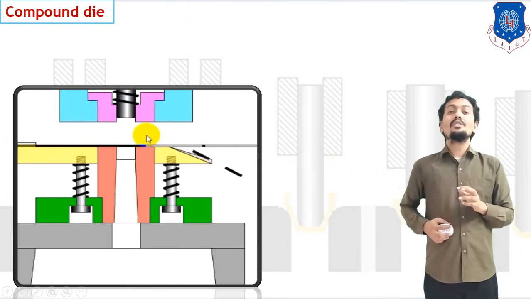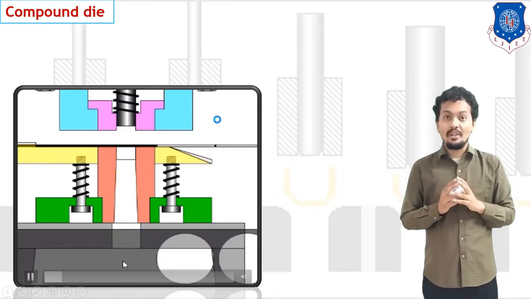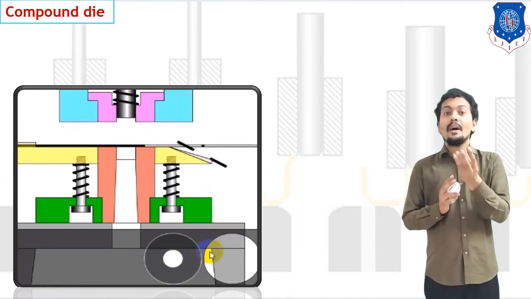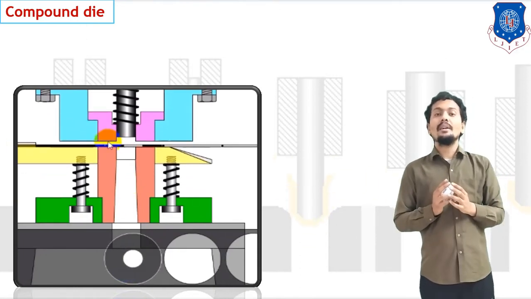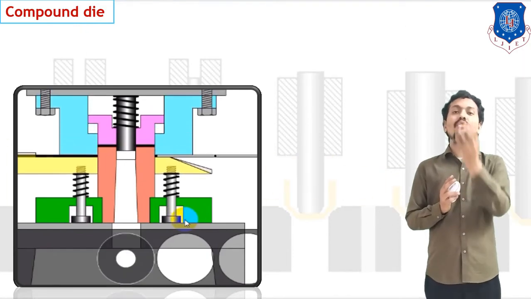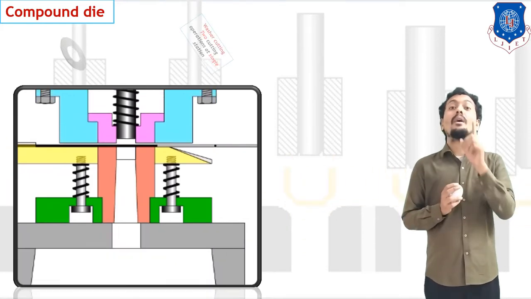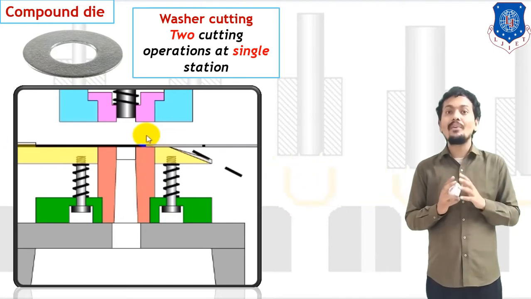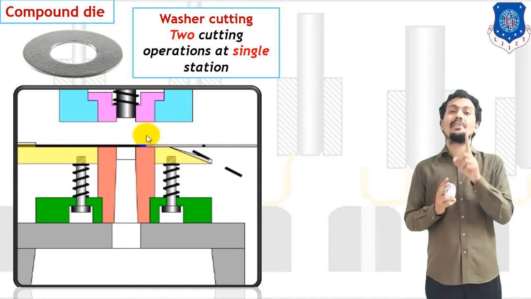So let's have a look at this video once again. Here our purpose is to make the washer. It means we can make the washer with the help of compound die. Here both operations can be performed at the single place, right? So here one punch is used for punching and another punch is used for blanking, and our final washer can be made with the help of compound die, right? So both operations are performed at a single station, right?